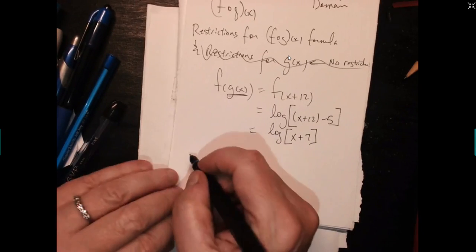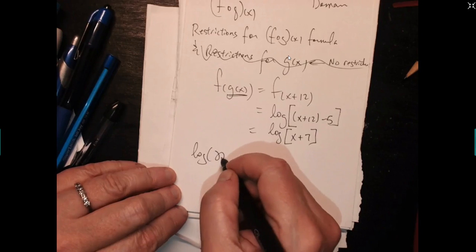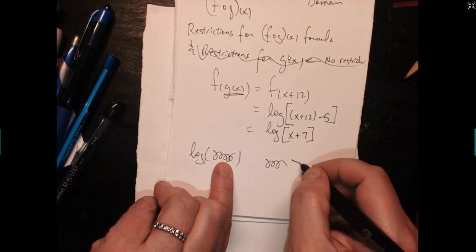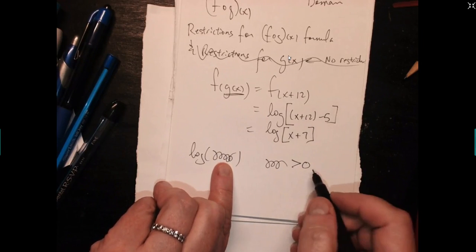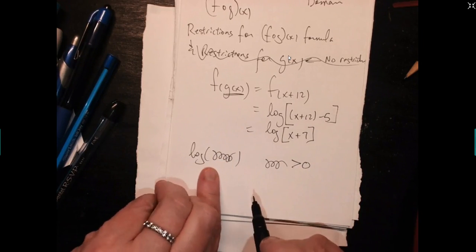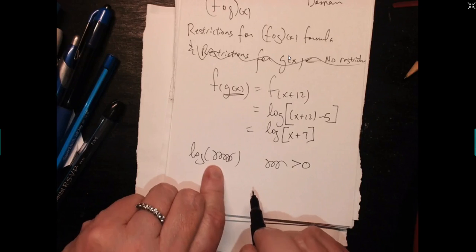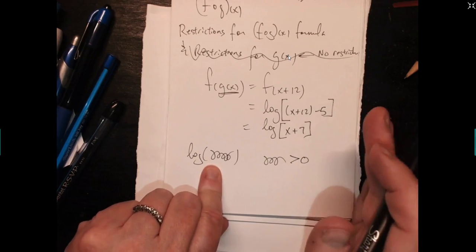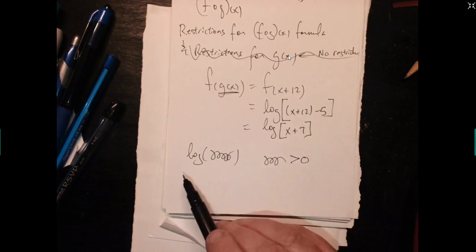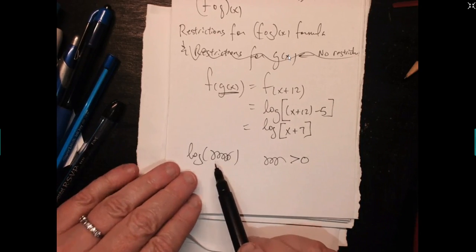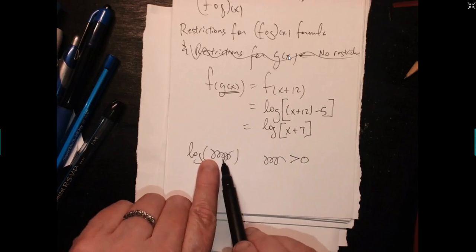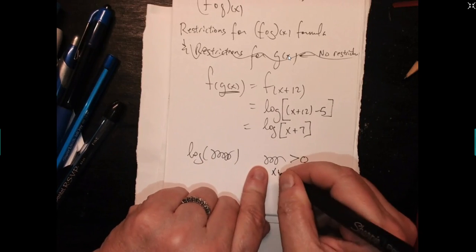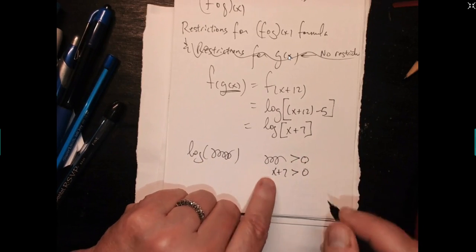Okay, now, if you have a logarithm of something, then whatever is inside has to be strictly greater than 0, has to be positive. You're not allowed to take the logarithm of something negative. You're not allowed to take the logarithm of 0. So it's different from square root. Square root of 0 is fine, but with logarithms, you cannot have logarithm of 0 or logarithm of something negative. So whatever's inside here has to be strictly greater than 0.